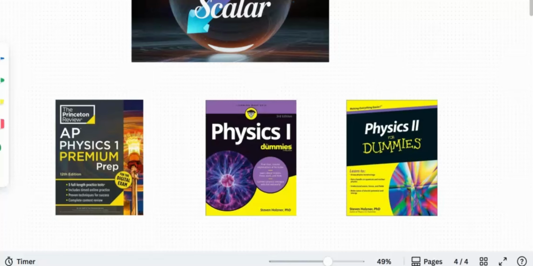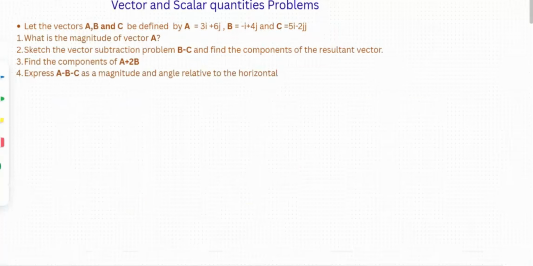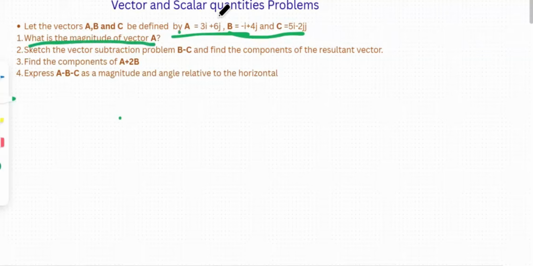Okay, now let's dive in. Now let's solve some of the questions that we have here. The first question is: let the vectors A, B, and C be defined as follows. We have vectors A, B, and C. And the first question says, what is the magnitude of A?